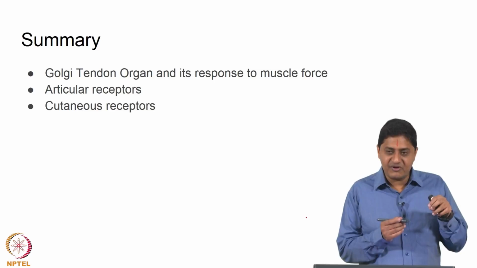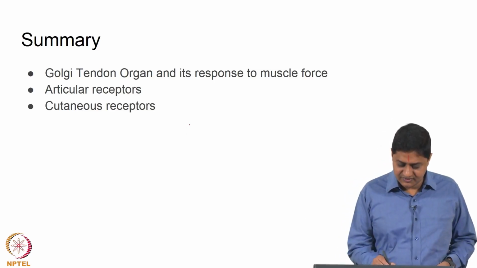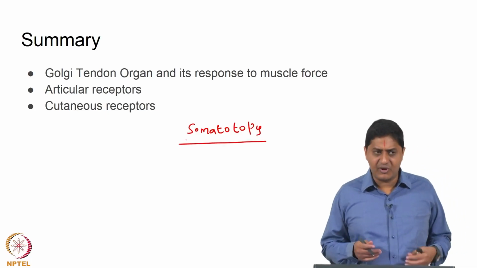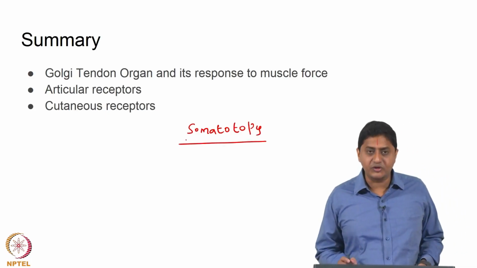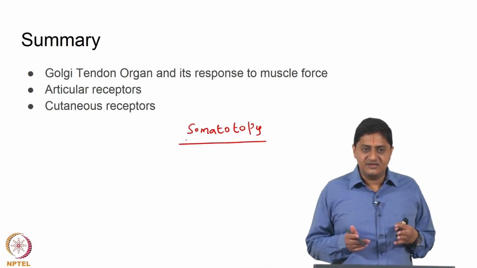So, this type of somatic map, or body map, within the somatosensory cortex and elsewhere, a body map within the brain, is also called somatotopy. Okay.